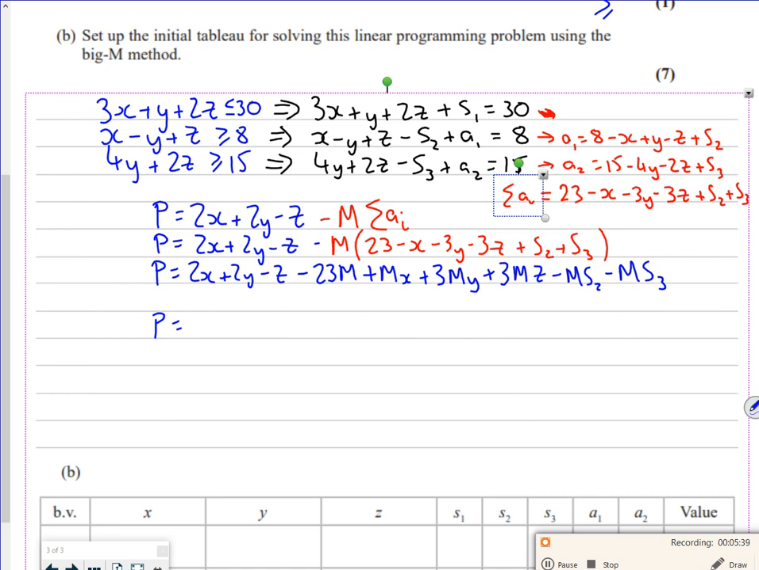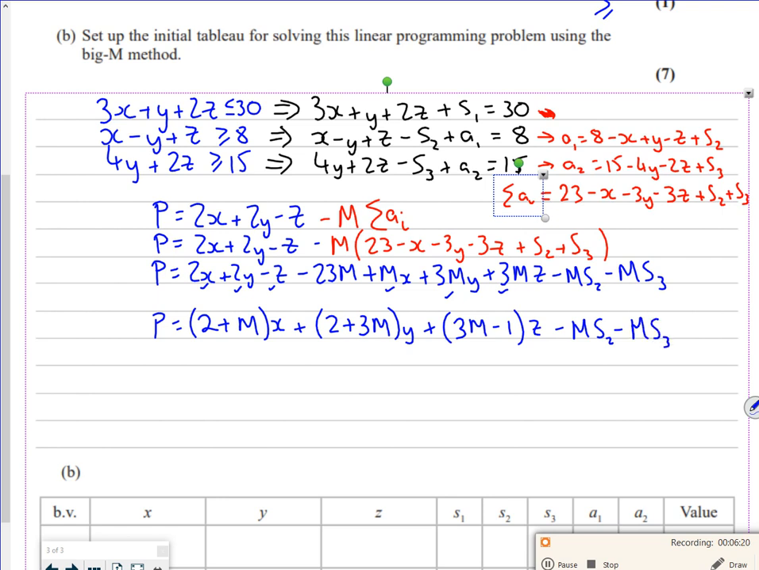So P, let's look at simplifying it in terms of x and y and z. For x, I've got a 2x and an Mx, so 2 plus M lots of x. For y, I've got a 2y and a 3My, so 2 plus 3M lots of y. For z, I've got a minus z and a plus 3M. So shall I write it as minus 1 plus 3M, or 3M minus 1? 3M minus 1 is nicer, isn't it? Lots of z. Then I've got my M s2, my M s3, and then I've nearly forgotten the value of minus 23M, which I'm just leaving on the end because it stays there.